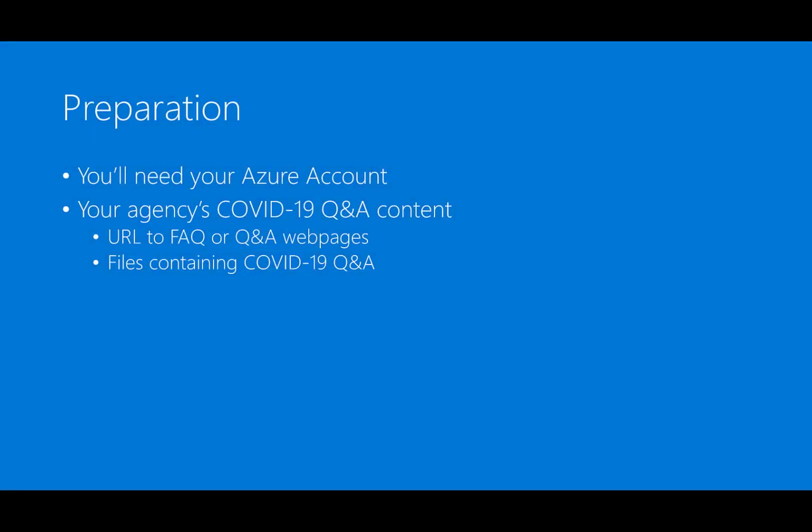Before we get started, there are a couple of things you should have handy. First, you'll need an Azure account in your organization's Azure subscription, and next, you'll need the question and answer content that you want to include in your Q&A bot. So if you already have a web page of COVID-19 frequently asked questions or a COVID-19 Q&A web page, then locate that content and copy those URLs to something like Notepad, so we'll have that for later.